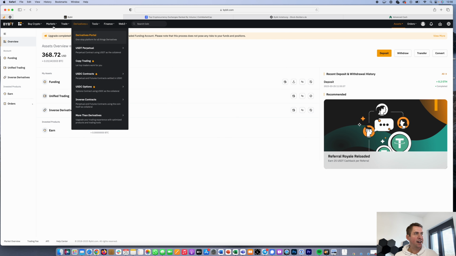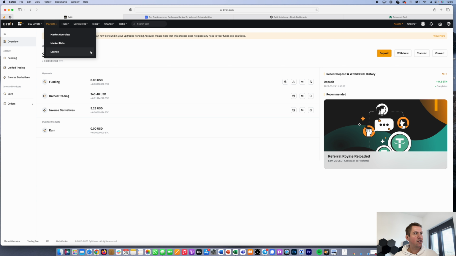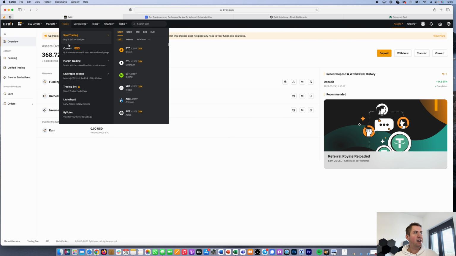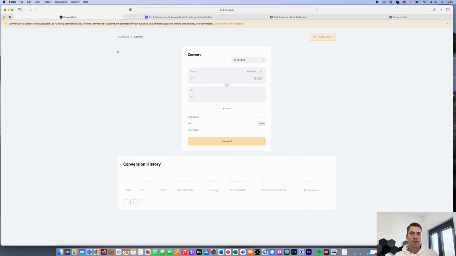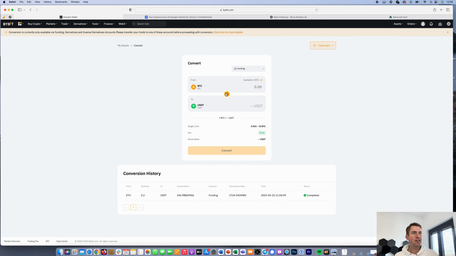So keep that in mind. If you want to start trading, the easiest way basically is to do convert here. So what you can do is just use the currency that you have and make sure it's in your funding wallet. And then you basically can say, okay, I want to trade Matic against USDT. And then you just have to specify how much Matic you want to sell.